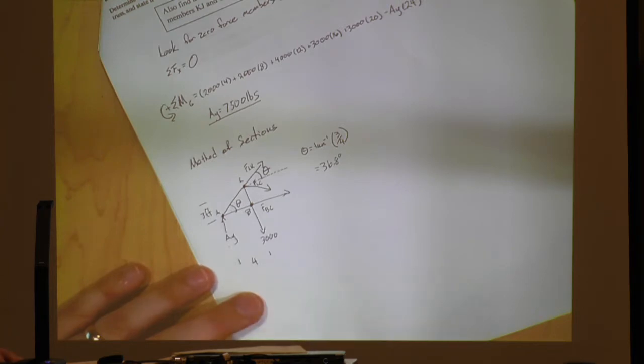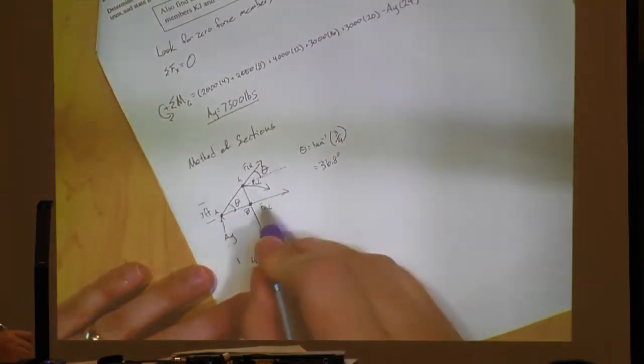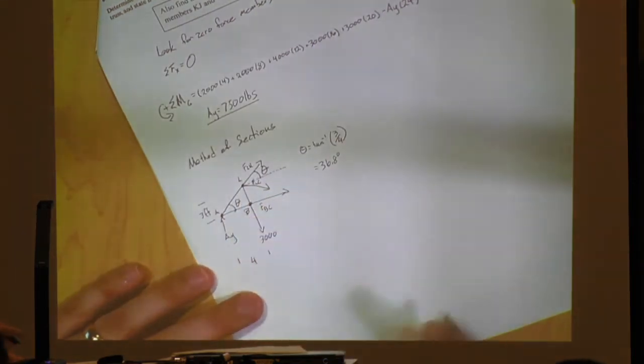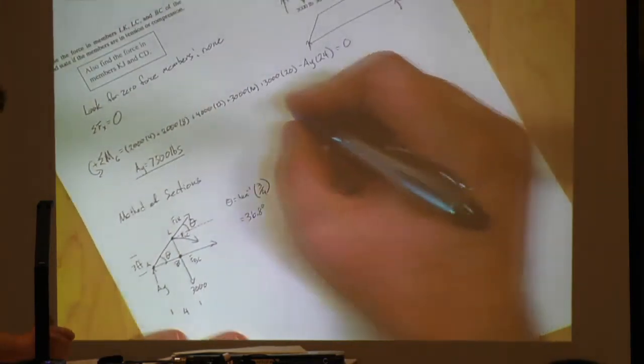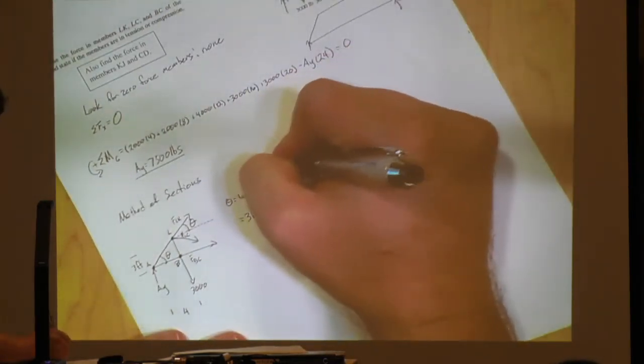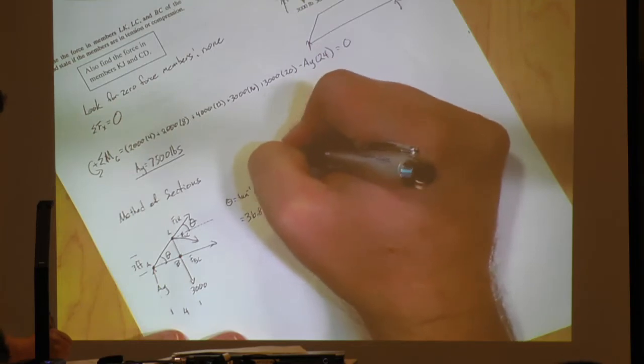No, we want to start with moments. Because moments are going to cancel out two of the forces, right? Yeah. About L, it will give us BC. That'll be the easiest one to start with. All right, so come over here. Don't forget to put your convention on there. Sum of moments about L.